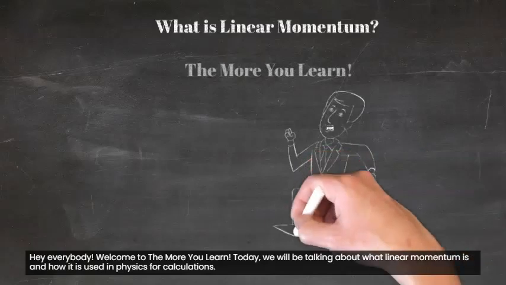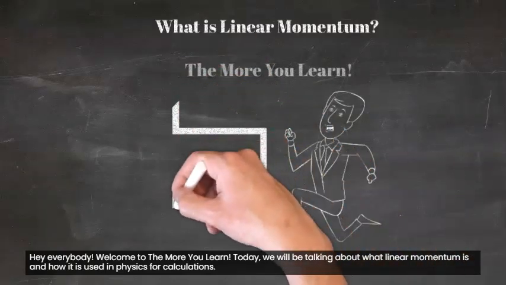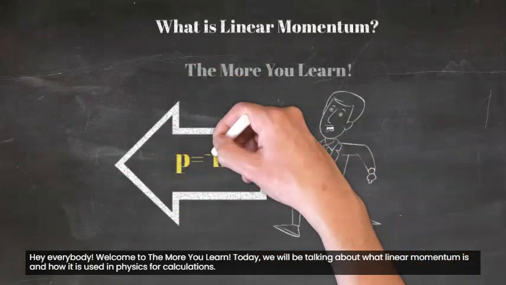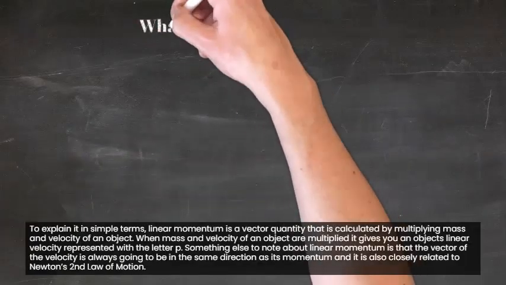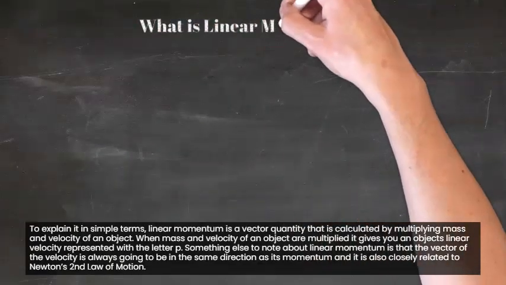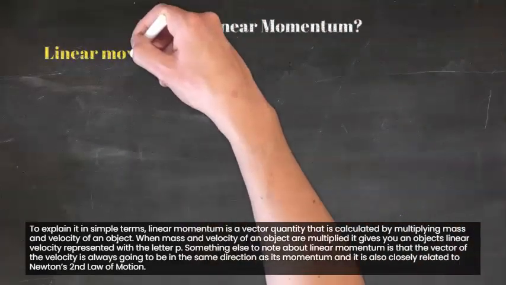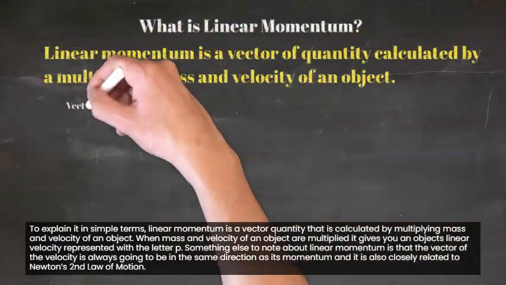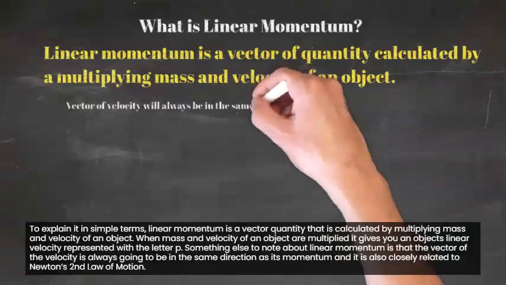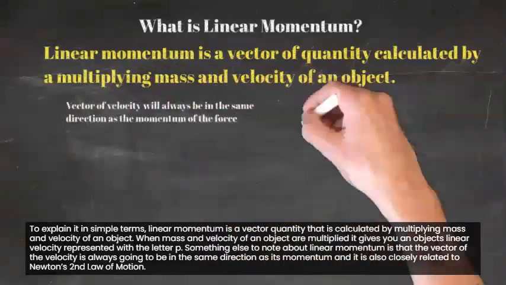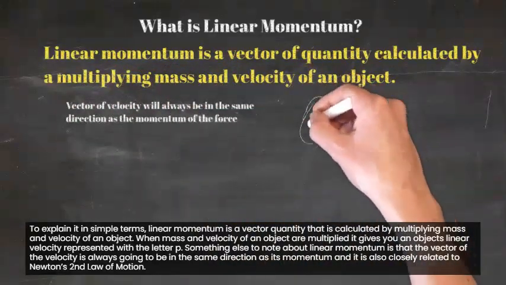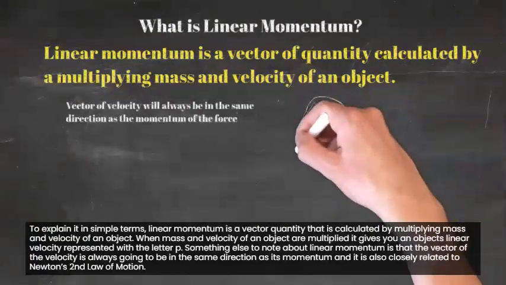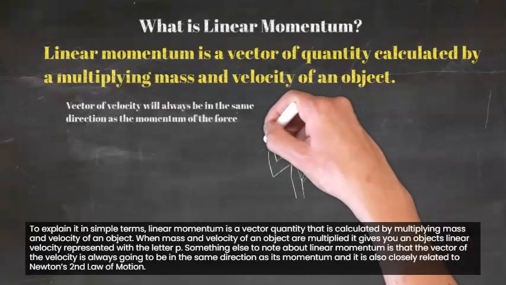Today we will be talking about what linear momentum is and how it is used in physics for calculations. What is linear momentum? To explain it in simple terms, linear momentum is a vector quantity that is calculated by multiplying mass and velocity of an object. When mass and velocity of an object are multiplied, it gives you an object's linear momentum, represented with the letter p.